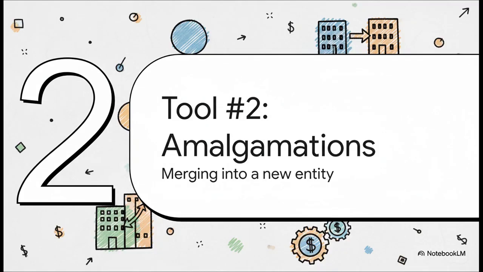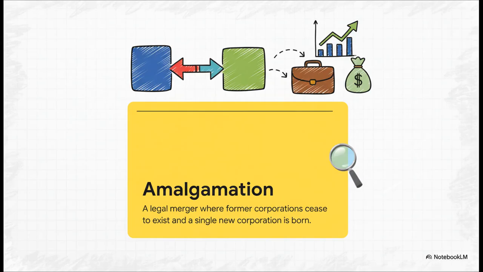Okay, let's grab our next tool. This one isn't about moving little pieces around, it's about total fusion. We're talking about amalgamations, the process of completely merging two or more companies into one single brand new entity. And this process is absolutely final. In an amalgamation, the old corporations legally just cease to exist. They're dissolved. And from that combination, one new corporation rises, carrying forward every single asset, liability, and shareholder from the companies that came before it.